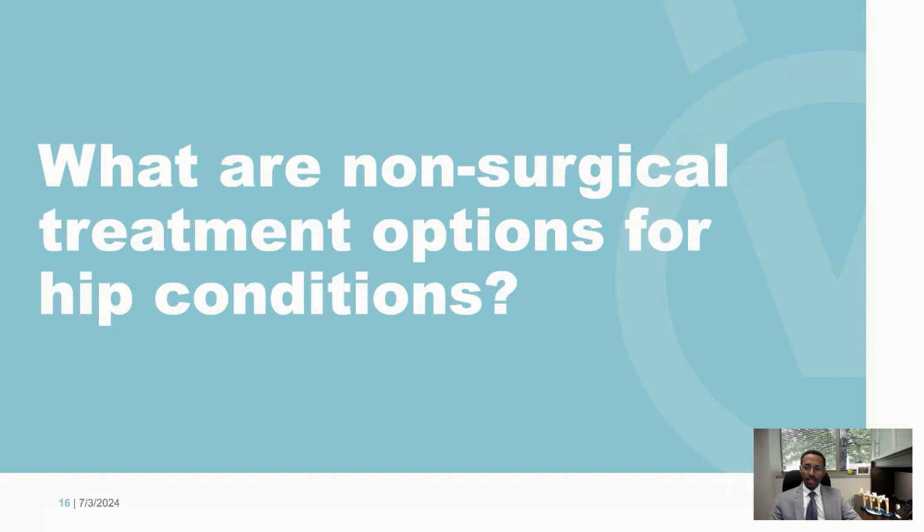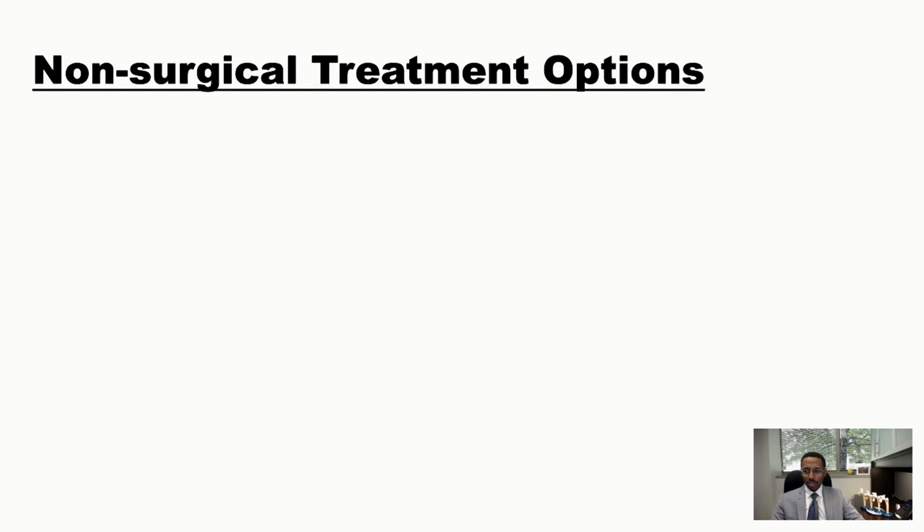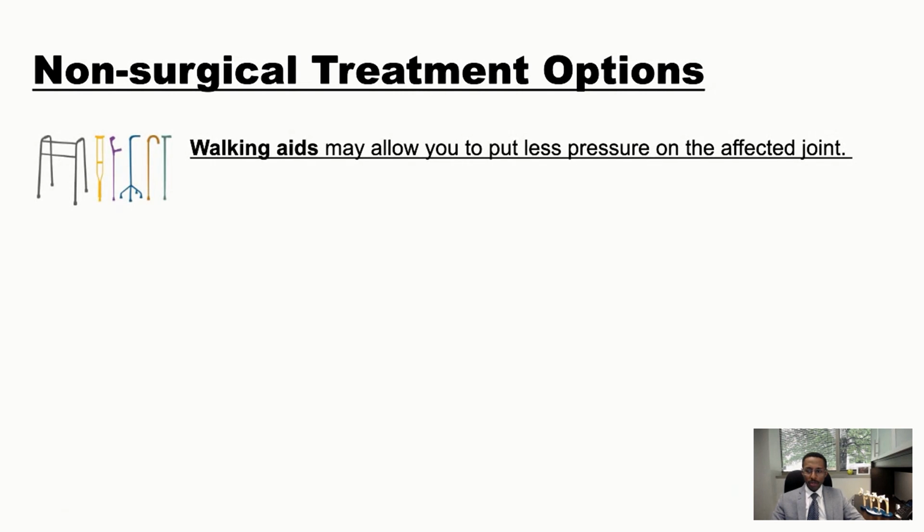So what are some of these non-surgical treatment options for hip conditions? I'm sure some of you know these, and you may have tried some yourself. Walking aids, canes, walkers, help you put pressure away from the affected joint, take pressure off of the injured side, and can help during a recovery.